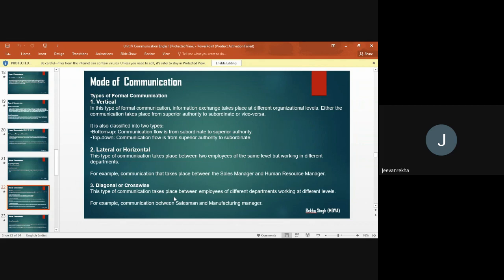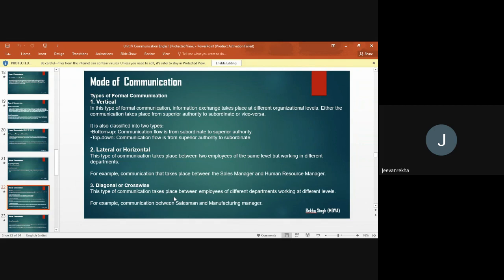For example, communication that takes place between the sales manager and the human resource manager. I have told you about finance and HR. And an example is the sales manager and the human resource manager; both are managers but from different departments. That is lateral or horizontal communication.